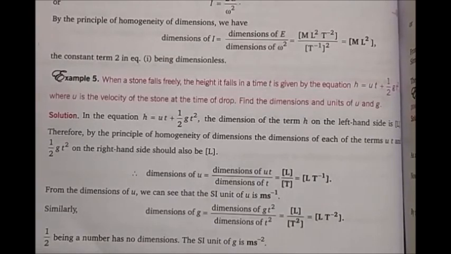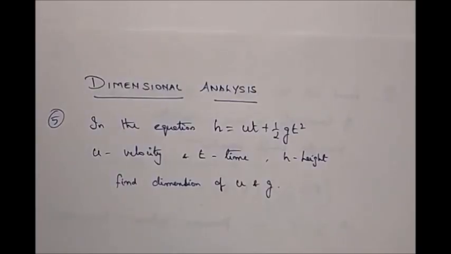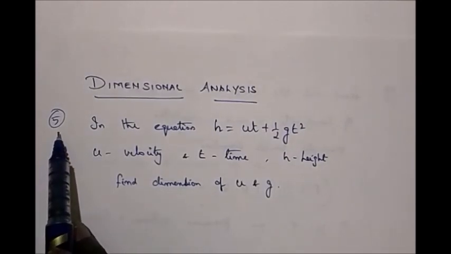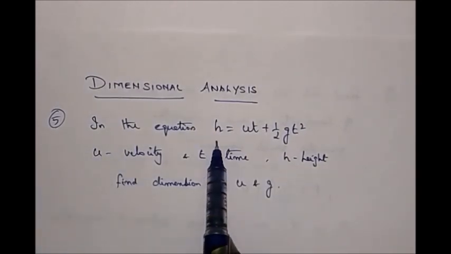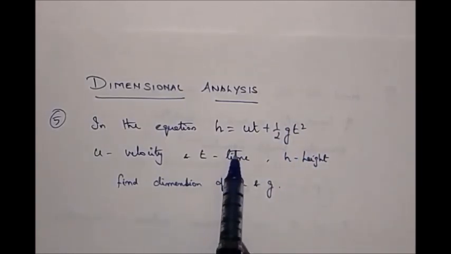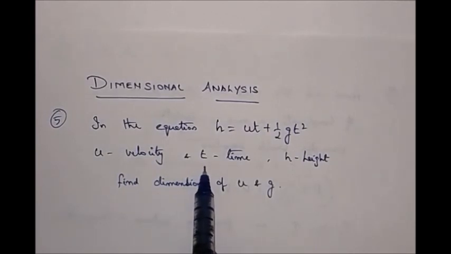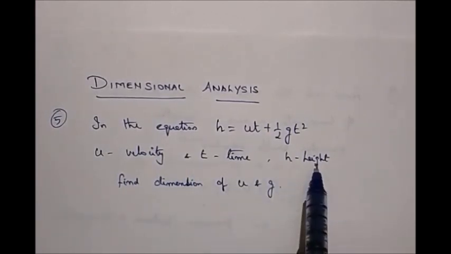How to solve this one, I'm just going to do in front of you so that you can understand this particular question. So we see here question number 5. The equation is given here, h is equal to ut plus half gt square, where u, it is already given in the question, is velocity, t is time and h is height.